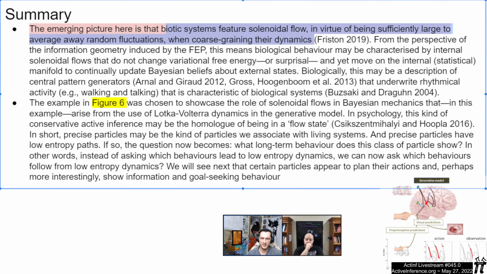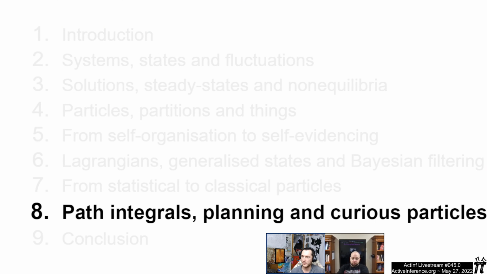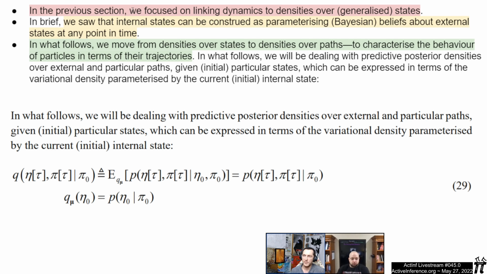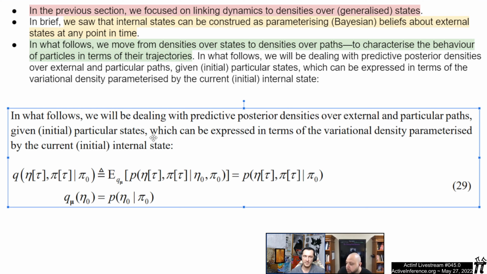Okay, final technical section 8. Path integrals, planning, and curious particles. The previous section was focused on linking dynamics, changes through time, to densities over generalized states. Internal states can be construed as parameterizing Bayesian beliefs about external states. Internal states are about external states in this model. In what follows, we move from densities over states to densities over paths to characterize the behavior of particles in terms of their trajectories. So, Formalism 29.